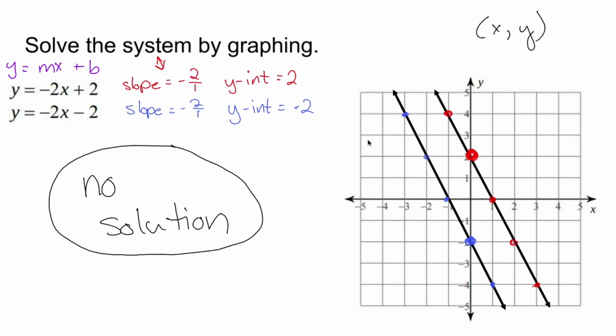So again, if you notice right away, I didn't even have to do anything if I didn't want to. I knew right away that these are going to be parallel lines. If you know they're going to be parallel lines, you're going to have no solution. Now, if for some reason you have a problem where it's the same line, well, that's an infinite solution, but we didn't have that here. Since these are parallel, it's no solution, and that's our answer. We're done.